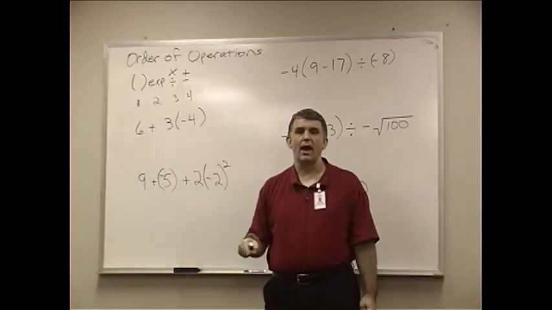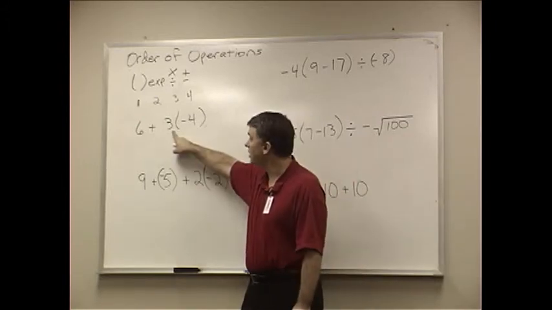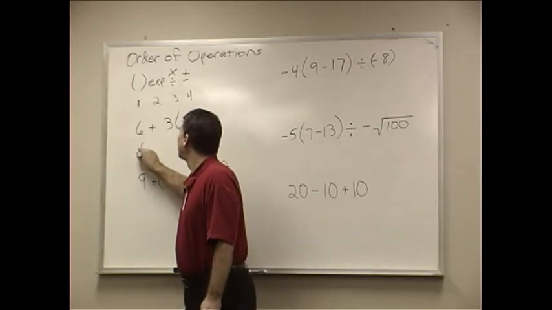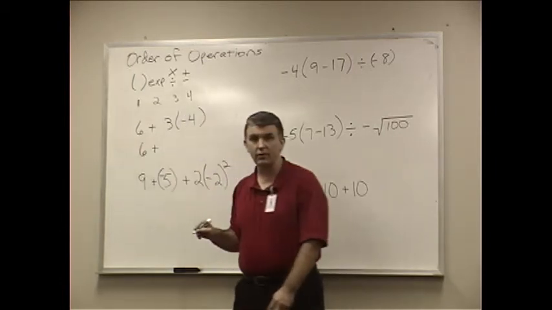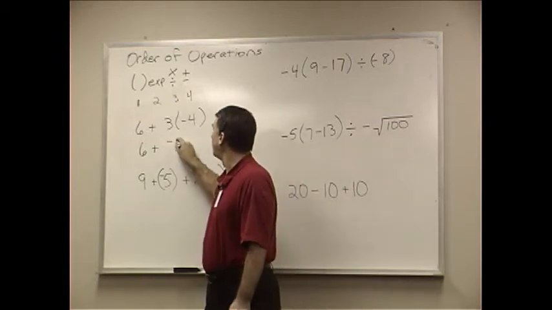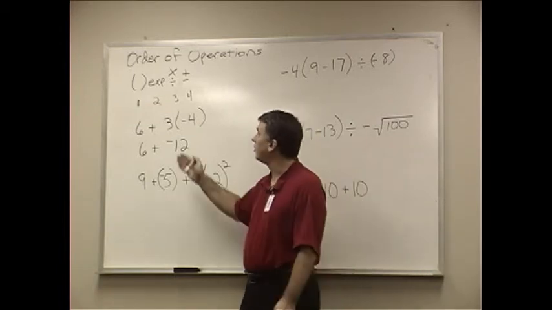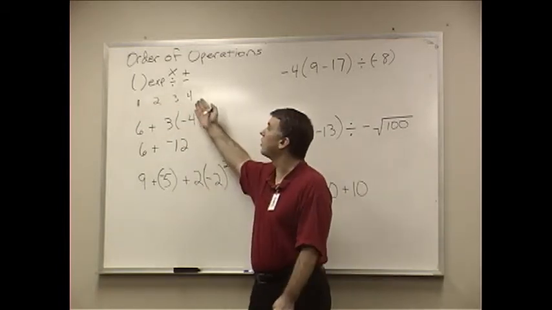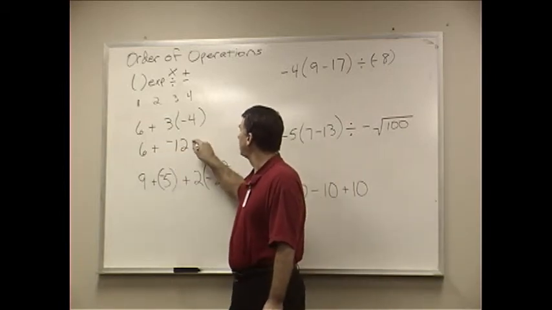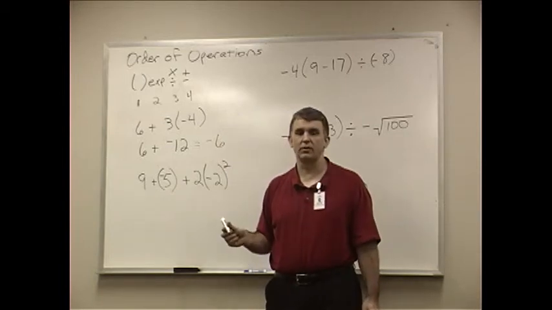The third step, any multiplying and dividing, and the answer is yes, it's right here. 3 times -4. So I'm just going to rewrite 6 plus, and then 3 times -4, that's -12. So I've got to now do 6 plus -12. We've done the third step. The fourth step is adding and subtracting. 6 plus -12 is -6. So that's the first example.